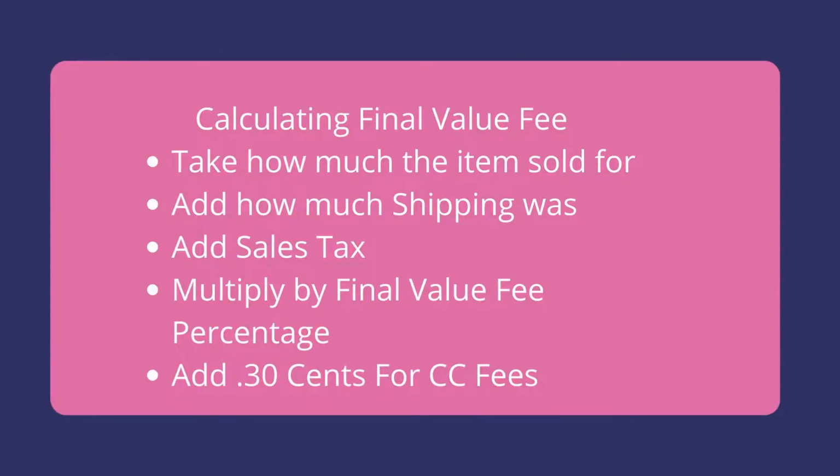Okay, so how do we calculate the final value fee? Well, we take how much the item sold for, we also add in the shipping, we add in how much the sales tax was, and we multiply the final value fee by the percentage that was given. For us, 15%. Then after we get that number, we add 30 cents for the credit card or processing fees, which is very normal on many platforms. Shopify and Mercari do it. I'm sure that 20% Poshmark takes part of that as their expense that they cover for us, is that credit card or processing fee. So that's not unusual.